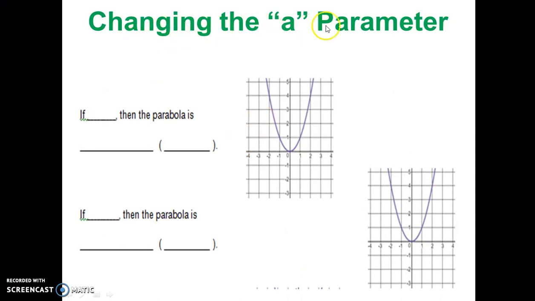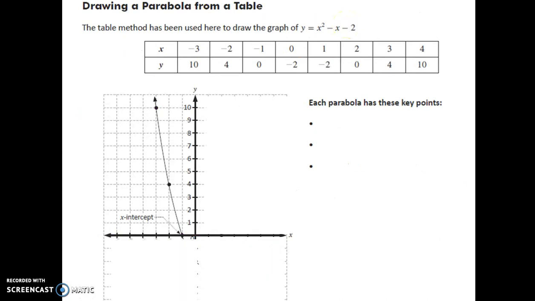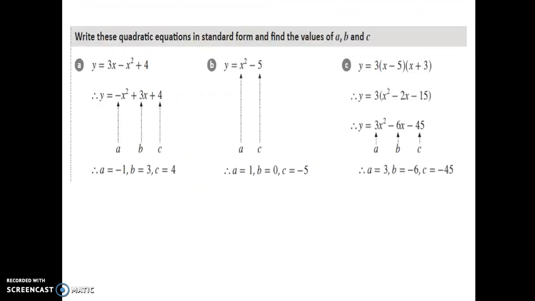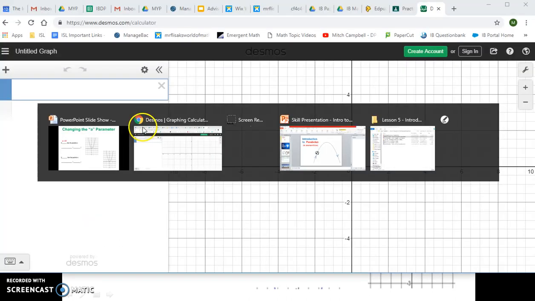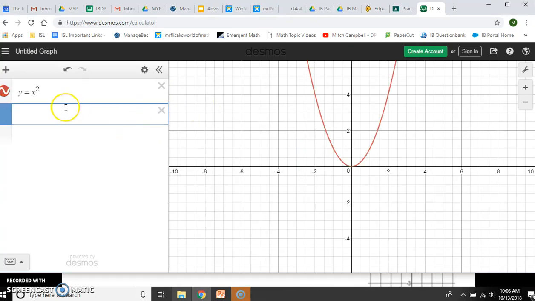First, we're going to look at what happens when you change the a parameter. So in other words, a parabola has your a, b, and c values. We're going to look at what happens when you change the a value. First, we're going to look at what happens when a is greater than 0. So in Desmos, I'm going to start off by putting in a basic parabola. Remember when we were transforming functions, this is called your parent function. We're going to see what happens when you transform that.